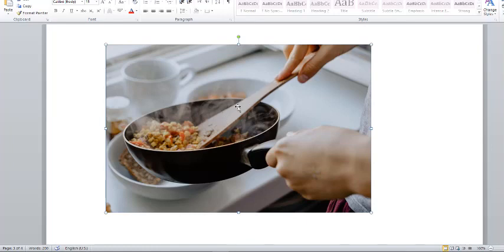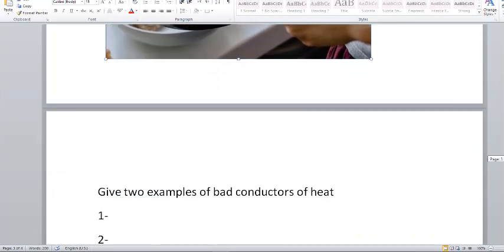That's why we use wood spoons. Because if we don't use wood spoons, we will burn our hands. To protect our hands, we use wood and plastic, or we can use fabric, clothes, and so on. Okay, because they are insulators.